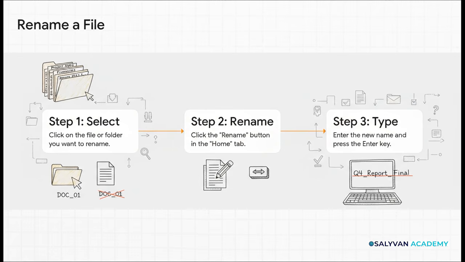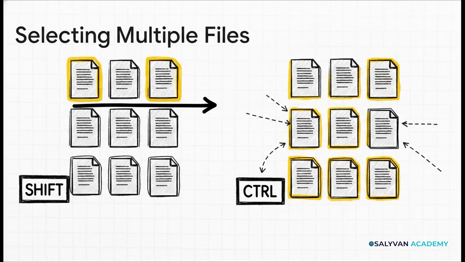Trust me on this one, it saves so much time down the road. Why would you ever manage one file at a time when you can manage dozens? This is a massive time saver. If you want to grab a whole block of files that are all next to each other, just click the first one, hold down the Shift key, and then click the last one. Everything in between gets selected.